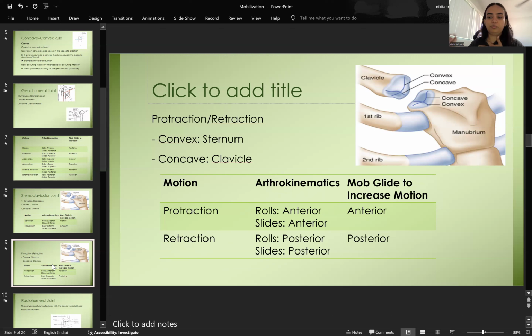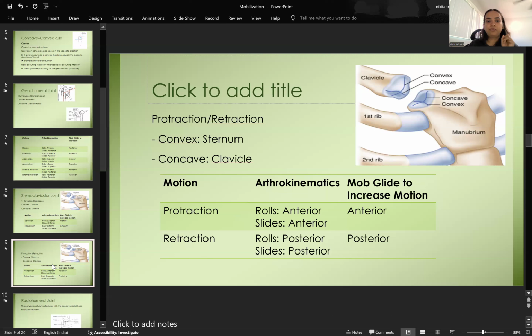So this is my neutral, and move your arm in protraction. Protraction is moving my shoulder joint in the anterior direction. Now I know that with protraction, the concave part of the clavicle comes in contact with the convex sternum. So which glide should I give for protraction? My bone is moving anterior and concave is moving, concave same. So I give anterior glide. With retraction, I give posterior glide to increase the retraction.